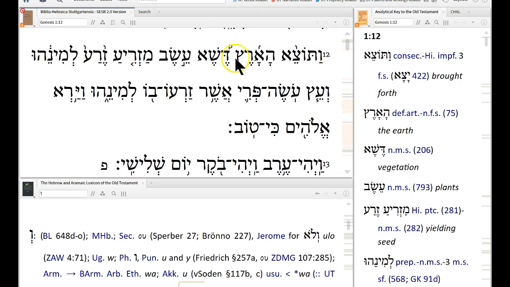Va tutse haaretz desha, esev mazria zera leminehu, va eitz osa peri esher zarobo, Leminehu Vayar Elohim Kitov. So this is saying what happened when God spoke, and the earth brought forth vegetation, herbage, plants, however you want to translate this. Seeding seed, this is a hiphil participle, causing seed according to its kind, and tree making fruit, which its seed was in it according to its kind.